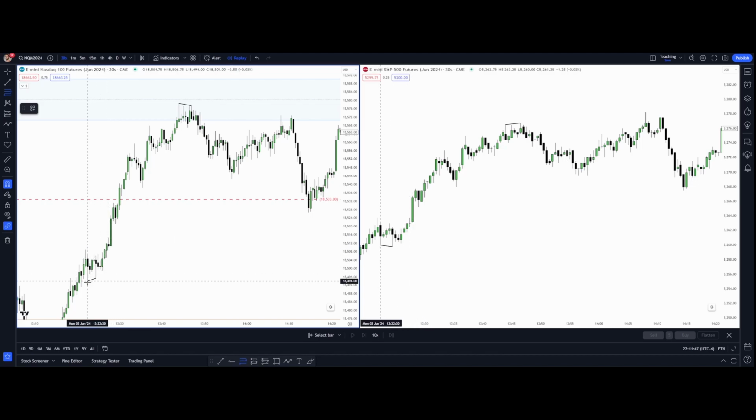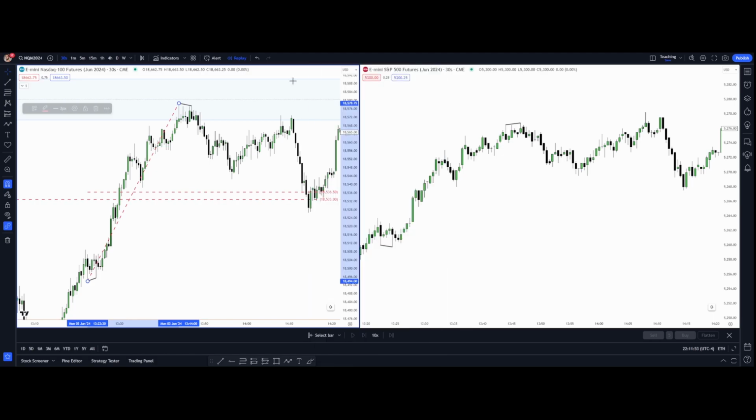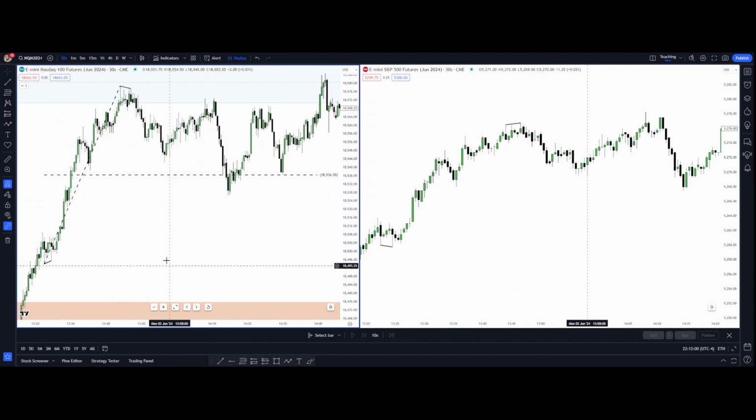Now you have SMT low, SMT high. This is the first leg dealing range. Let's change the color though. Let's make it black. I'm going to delete the other one. Now you have the dealing range.